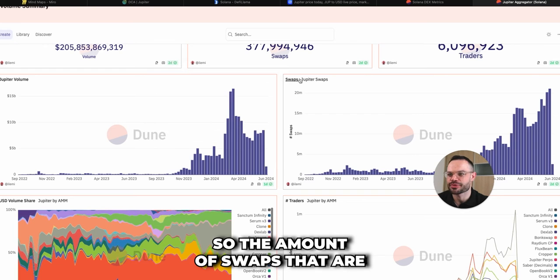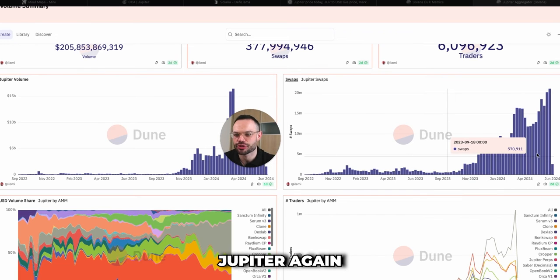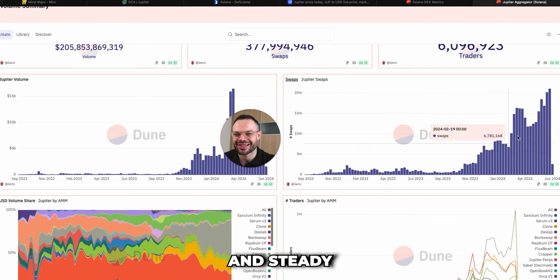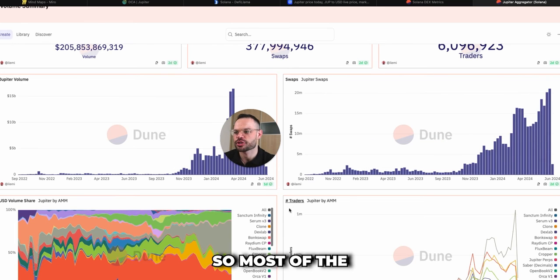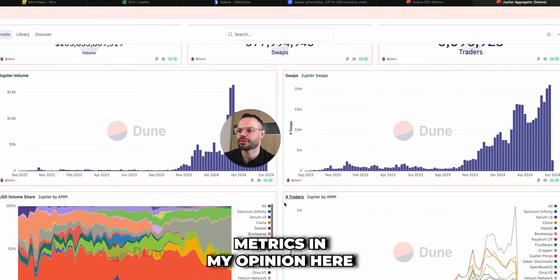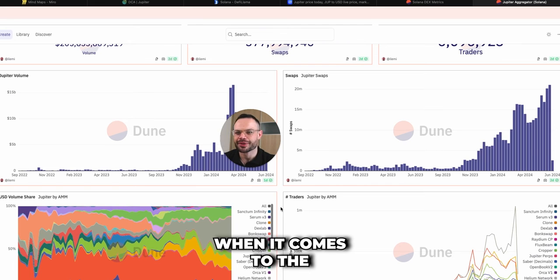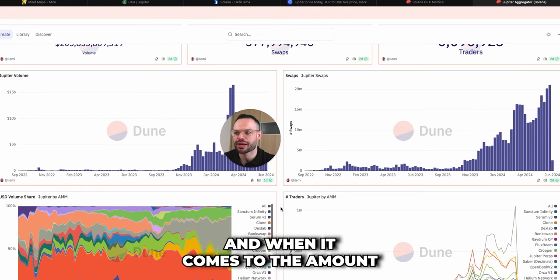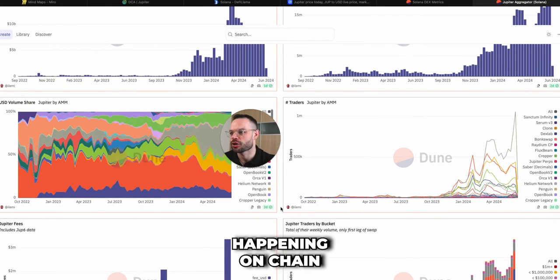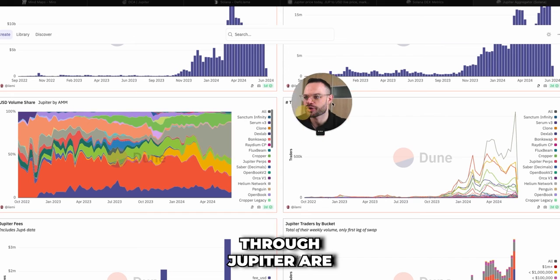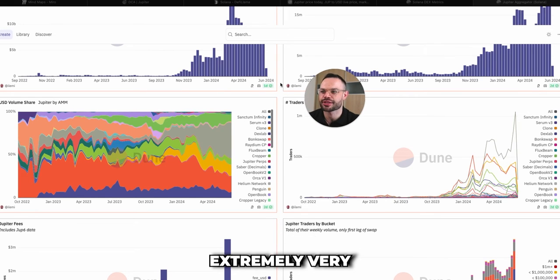And then swaps. So the amount of swaps that are actually happening on Jupiter, again, a very solid and steady increase in the amount of swaps happening on Jupiter here, day over day, week over week, month over month since the beginning of the year. So most of the metrics, in my opinion here, when it comes to the total value locked, when it comes to daily volume, and when it comes to the amount of interactions and swaps that are actually happening on chain and flowing through Jupiter, are extremely healthy.